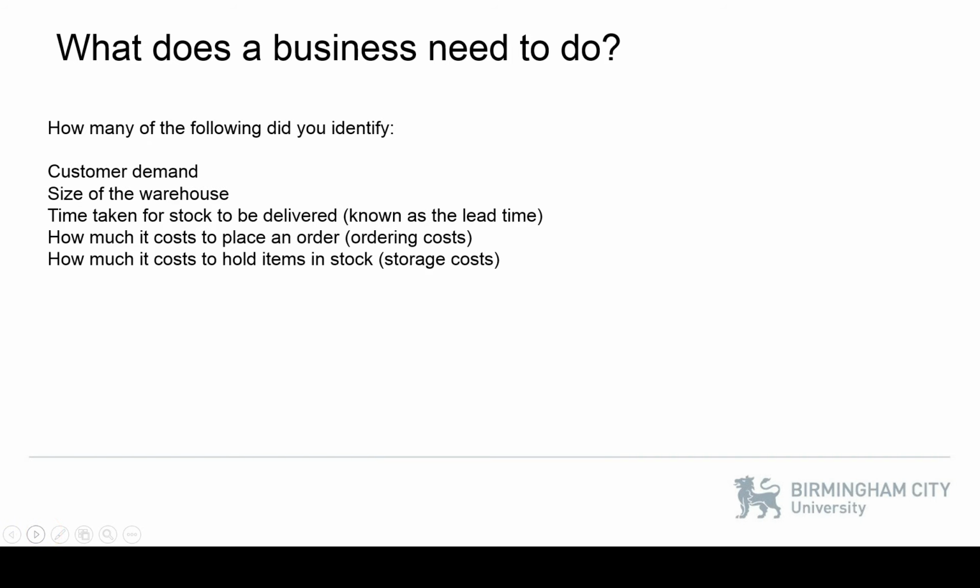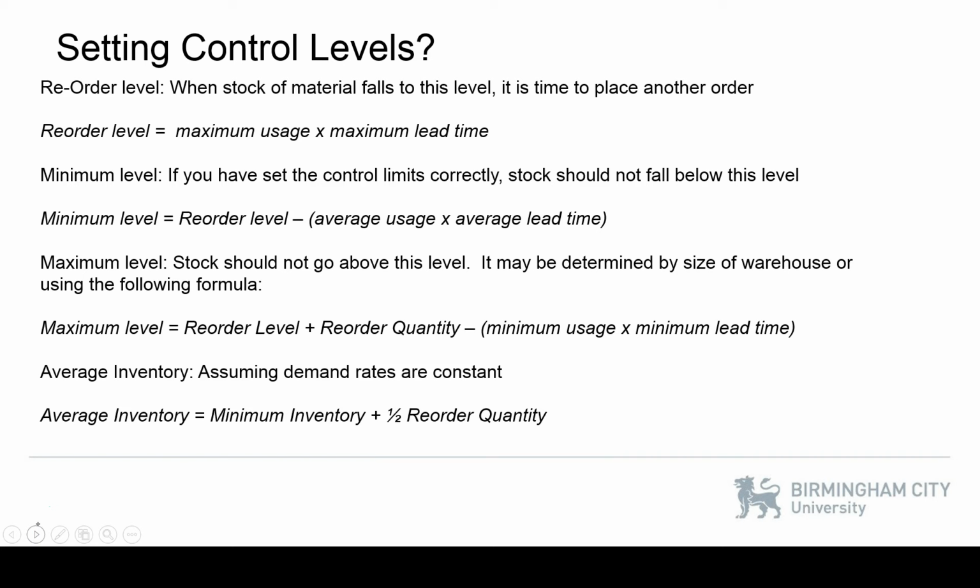So, a business needs to think about customer demand, the size of the warehouse, the time it takes for stock to be delivered, how much it costs to place an order, and how much it costs to hold items in stock. What we're going to look at now is how a business can go about setting those control levels.